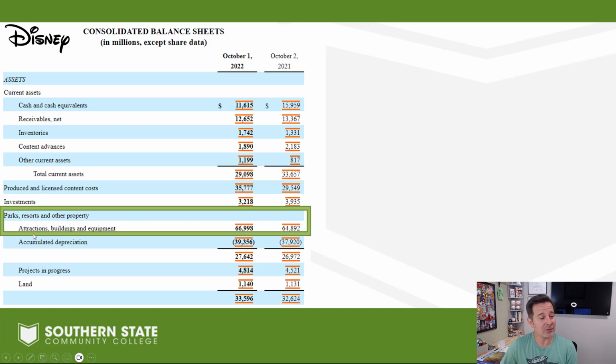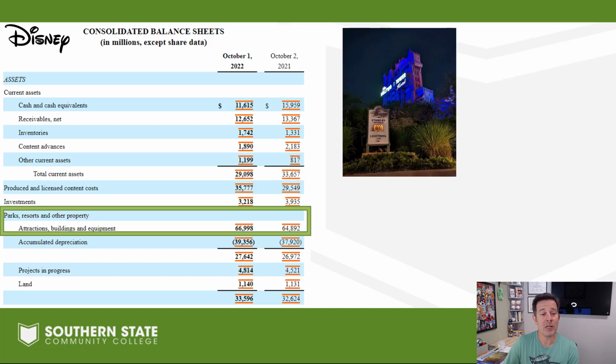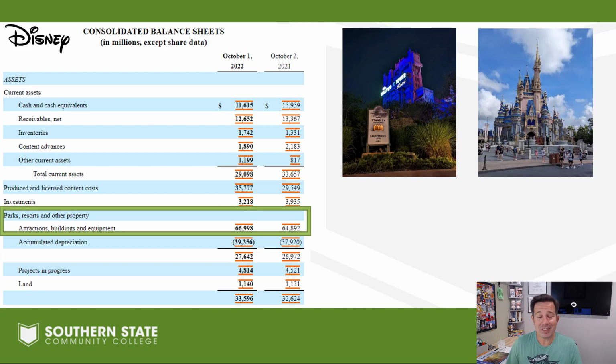We can see at Disney, attractions, buildings, and equipment, they have nearly 67 billion. That number's in millions, so 67 billion on the books. Attractions would be things like the theme park rides. We've got a picture there of Tower of Terror down at Hollywood Studios in Florida. Buildings, of course, would be buildings. Anything from maybe Cinderella's castle to the different buildings that they have on property, hotel buildings, and things like that. And then, of course, you'd have equipment.